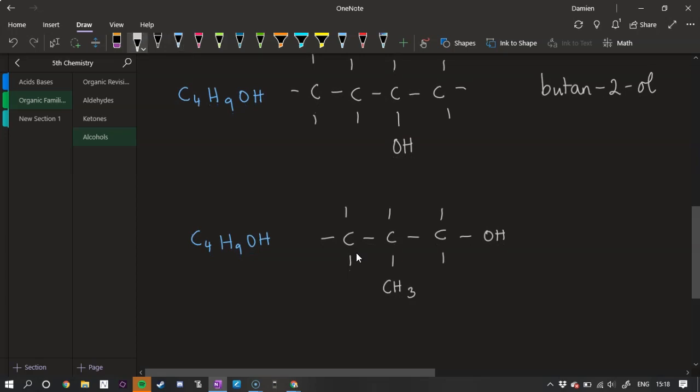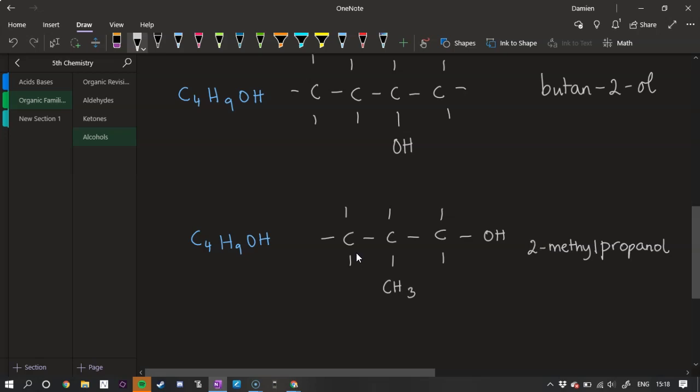So this one here, if we wanted to label this, we've got 3 carbons in the longest chain, so this is prop. It's got an alcohol group at the end, so it's propanol. And there's a methyl group, which makes it methylpropanol, and it's on the second carbon.